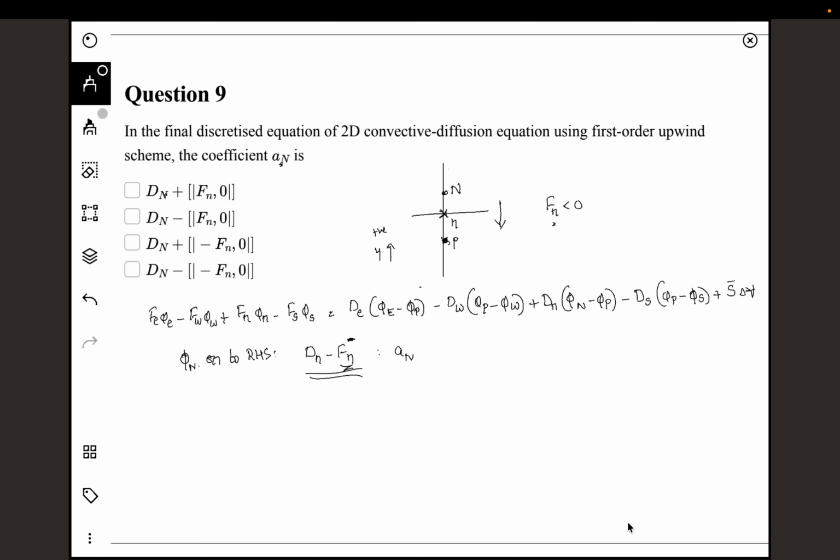Okay, small correction. All these values are evaluated at face centers, so this will be little n instead of capital N. Because we need Fn to be there only when Fn is negative, it should be this one.